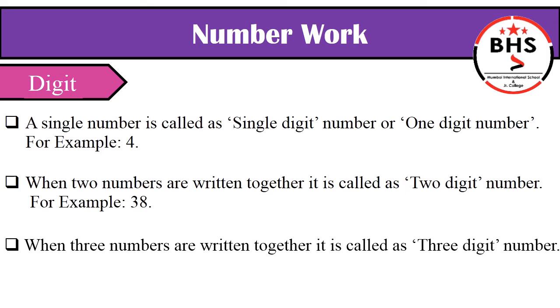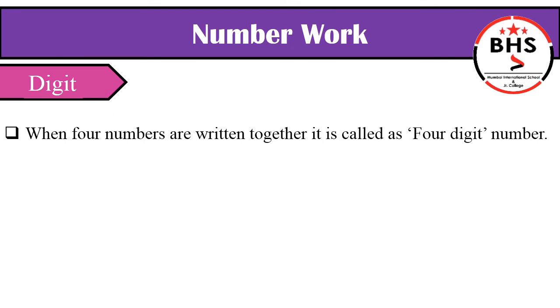When 3 numbers are written together, it is called a 3-digit number. For example, 5, 6, 2. Children, the numbers 5, 6 and 2 are written together. So it is called a 3-digit number. When 4 numbers are written together, it is called a 4-digit number. For example, 4, 5, 6, 3. Children, here the numbers 4, 5, 6 and 3 are written together, so it is called a 4-digit number.